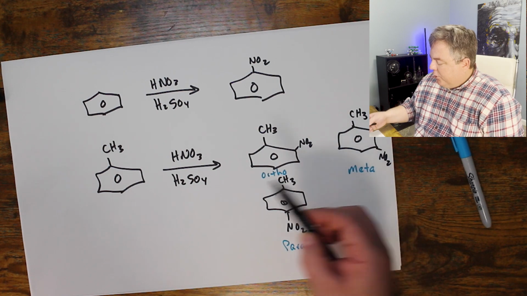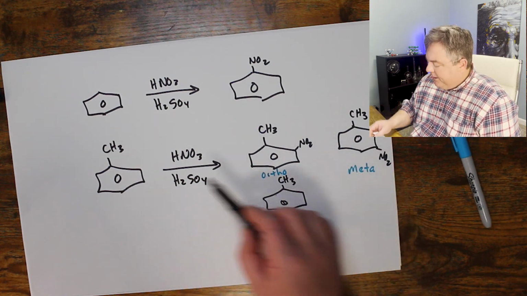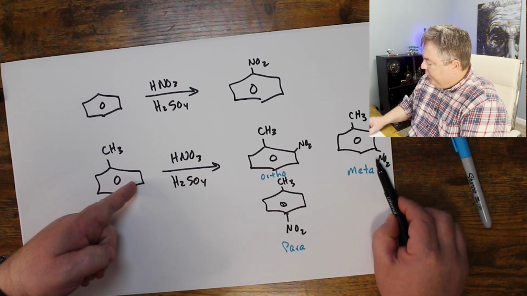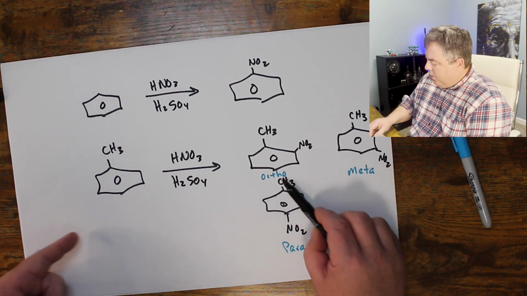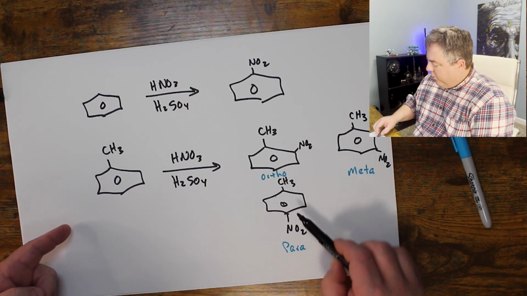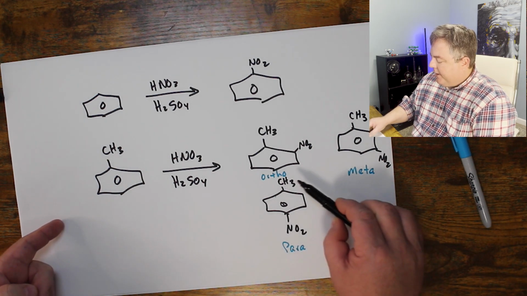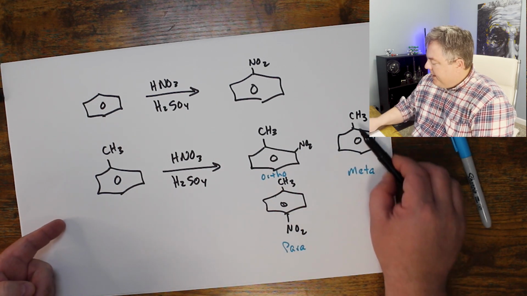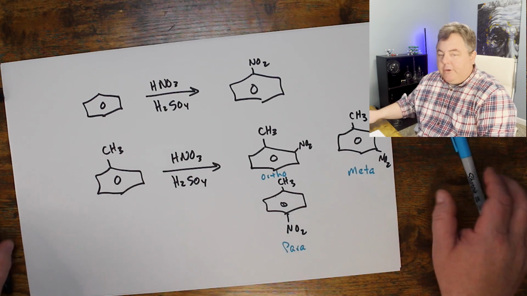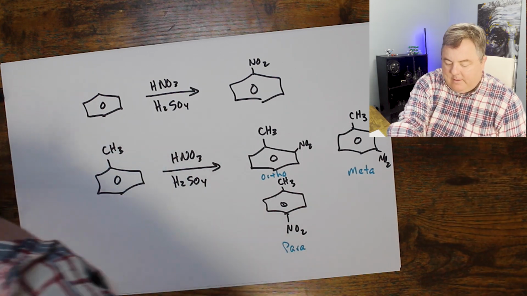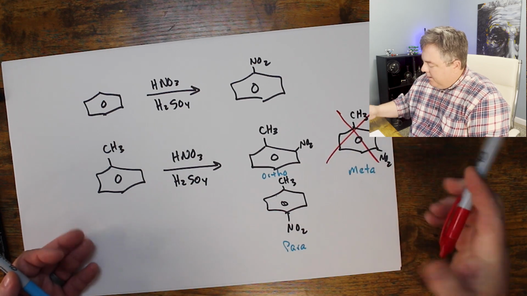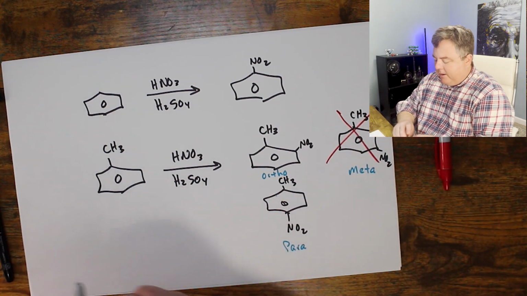Now that NO2 group, if I just put one on, can go three different places. It could go right next door and make ortho. It could go two away and make meta. Or it could go three away, so on the opposite sides, 1, 4, and make para. So I can make ortho nitrotoluene, meta nitrotoluene, or para nitrotoluene. When we do this reaction, we find that we don't make much of the meta. We tend to make the ortho or the para.